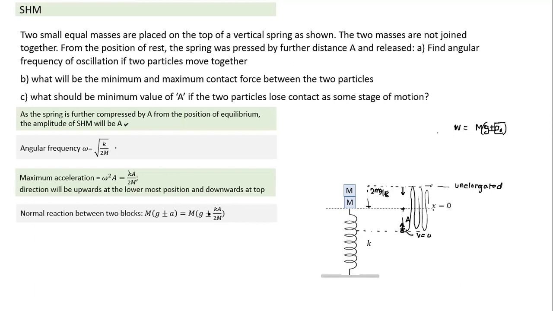So when would it be plus? It would be plus when acceleration is in the upward direction. At this point the value will be maximum. And when would the normal reaction be minimum? When acceleration is downward, at the upper extreme point. So at the upper and lower extreme points, the contact force will be minimum and maximum. This point will be maximum because acceleration is in the upward direction. At this point the contact force is minimum. So we have found the minimum and maximum contact force.